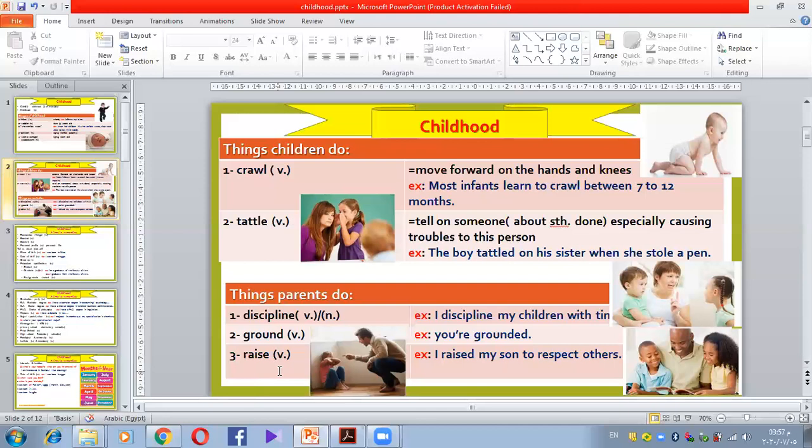Okay. So for example, I raised my son to respect others. Do you see this father, for example? He cares for his children. He gives them information and he gives them rules and he gives them principles in life and everything. So I raised my son to respect others. Okay, respect other people.